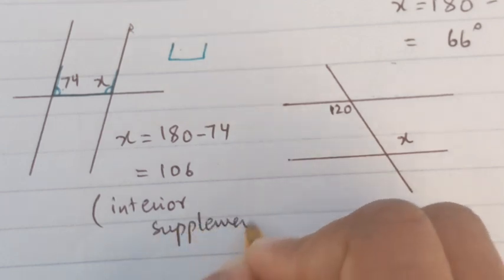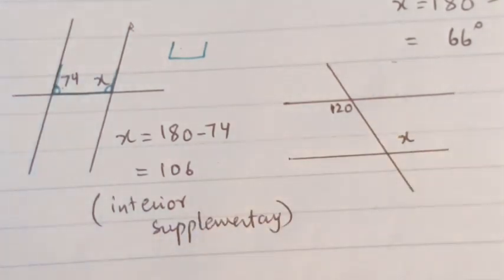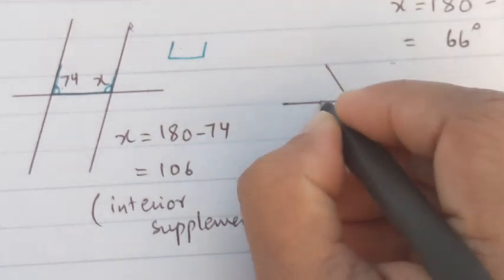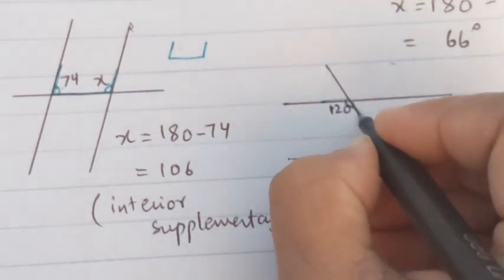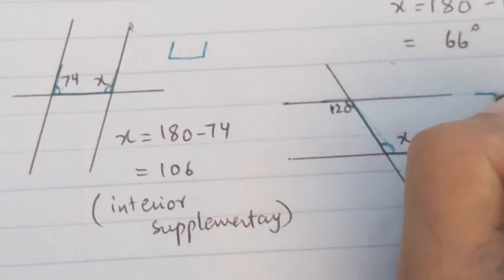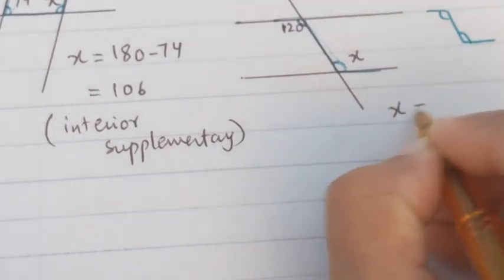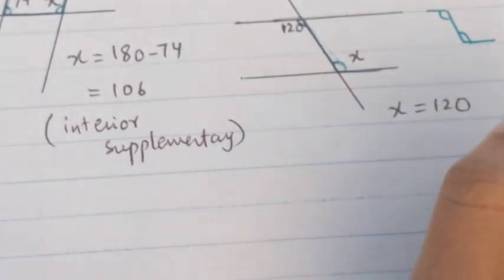But when we talk about the angles in this figure, you will find that one of the angles is to the left and the other one to the right. So a Z is forming like this. These two angles are said to be alternate and hence equal to each other. Here X equals 120.